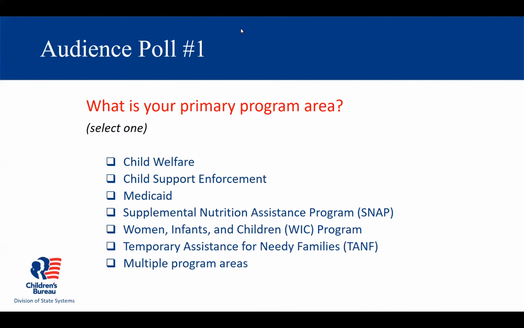Excellent. Well, thank you very much for your participation. It looks like we have about 221 out of the 453 who have responded, saying their primary program area is Medicaid. Second to that would be multiple areas. So you work across these programs. And third, primary area of child welfare, 88 out of the 453. A few folks joining us from the Child Support Enforcement and a few folks from SNAP. Thank you again for your participation in that. Gives us an idea of kind of who's in our audience.